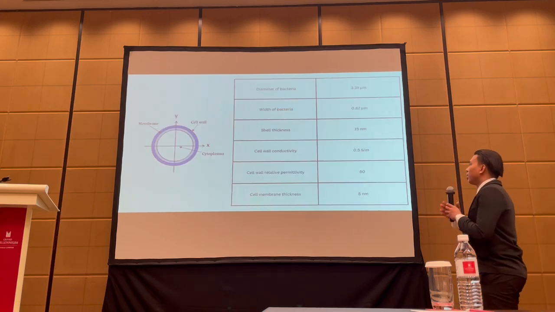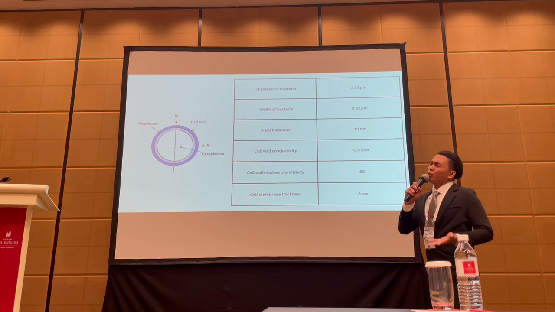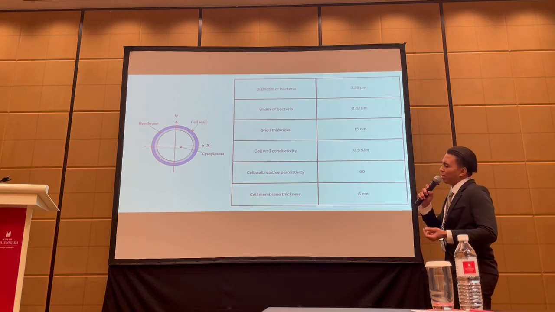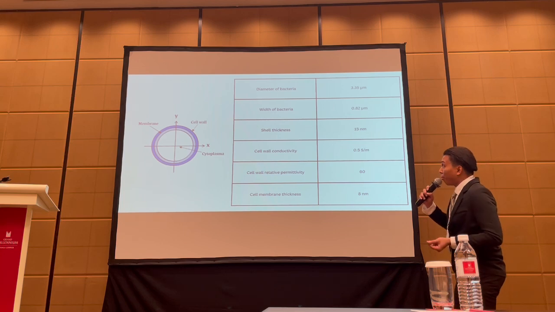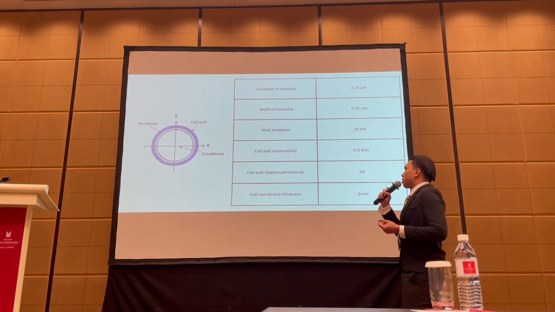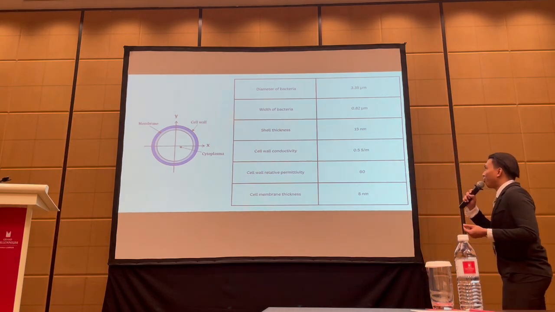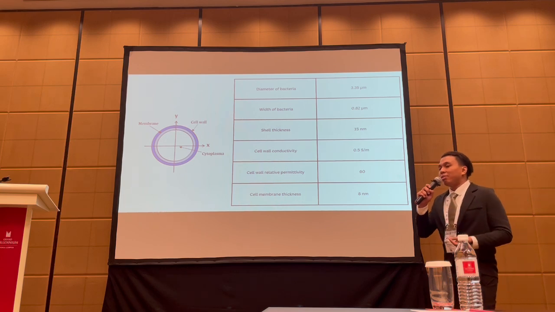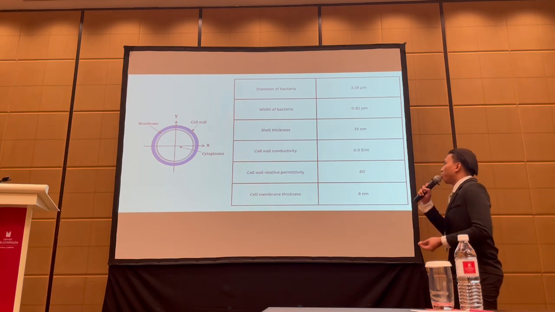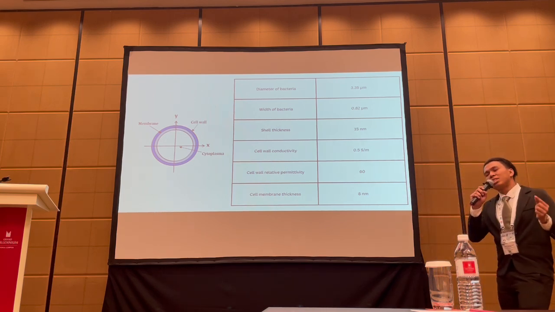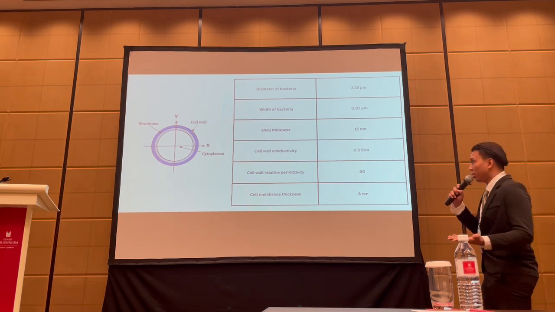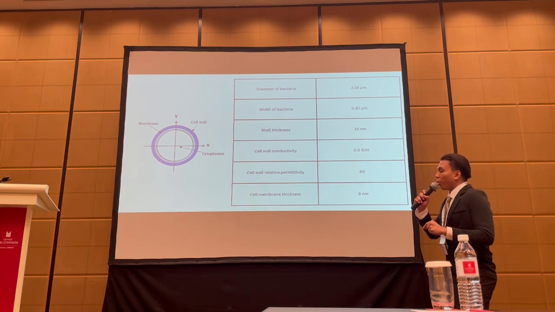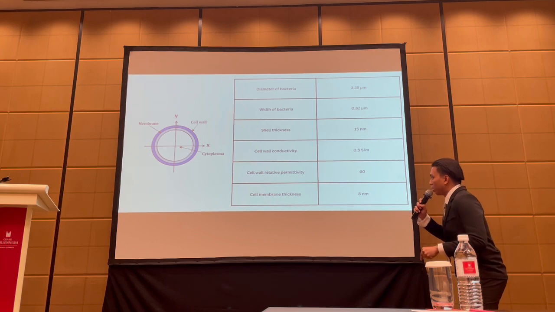Next. So when it comes to theoretical, we have to find the parameters of the bacteria based on the cell wall, based on the cell membrane, and based on the cytoplasm. We could find the conductivity, thickness, and permittivity of the bacteria, which contribute to the polarization, which is called the Clausius-Mossotti factor, which contributes to the polarization of the bacteria itself. Next.